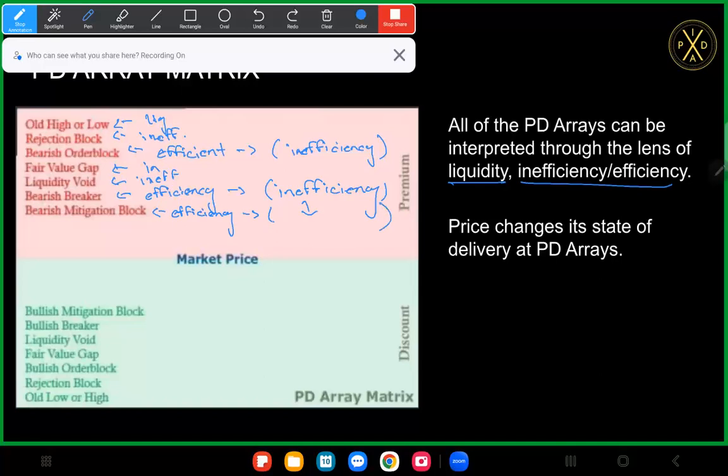And then we know that price changes its state of delivery at PD arrays. So when price is turning around, it's only ever going to turn around from these PD arrays, right? And then you can use the same logic that we talked about for the old highs and lows and rejection blocks for these discount PD arrays as well. All right, so that's that PD array matrix.